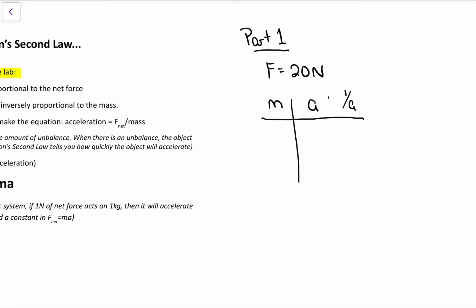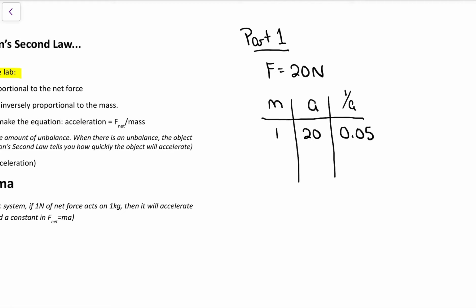I've simplified my chart a little bit. You had to use data points, but this is the outcome of part one. When I picked 1 kilogram and ran it with a force of 20, I got an acceleration of exactly 20. Then on my calculator, I did 1 divided by 20. Literally, I punched that in and I got a decimal value of 0.05.